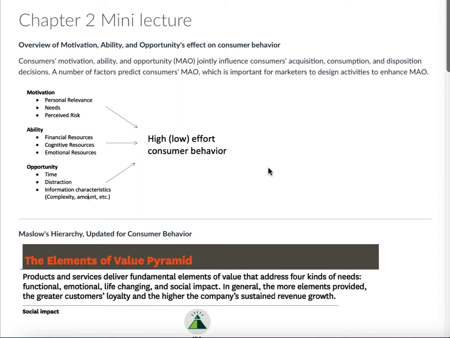I wanted to identify the difference between ability and opportunity because students sometimes mix this up. I wanted to clarify that ability has to do with factors that are internal to the consumer or consumer specific, whereas opportunity often has more to do with factors that are external to the consumer. However, it all starts with motivation. If the consumer is not sufficiently motivated to act, then ability and opportunity won't make a difference. So we're going to spend some more time right now focusing more on motivation.